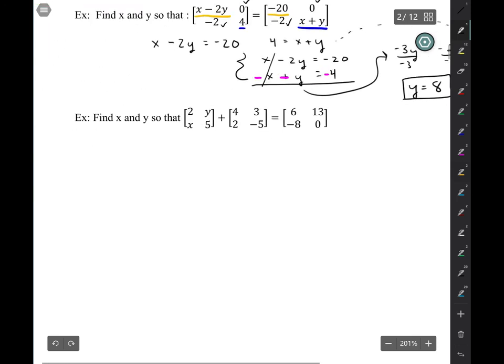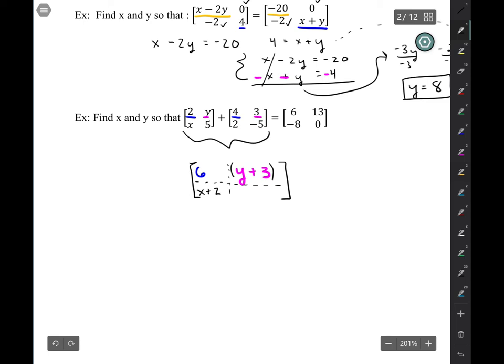Last example is just you might have to do some operations first in order to yield that equivalent matrix. So we're going to focus on this side here. And it's going to be a little tricky to notice here. So remember, addition, same cells add together. So 2 and 4 is 6. Now, the next cell is going to be a little interesting. It's y plus 3. And you're literally just going to write that in that whole cell. So this is all one cell. X plus 2, same idea. And 5 plus negative 5 is 0.